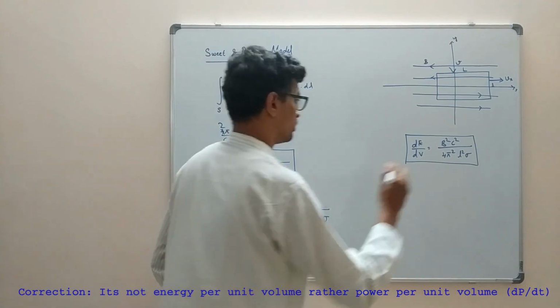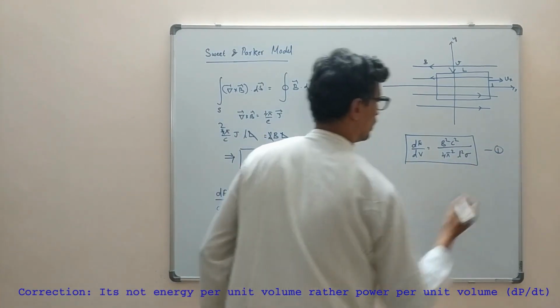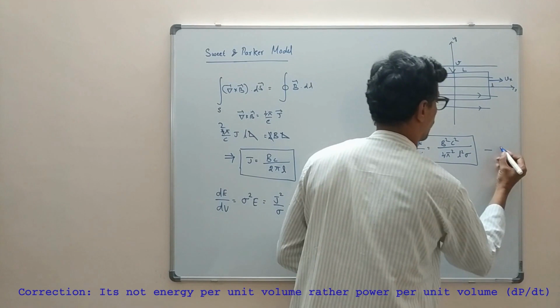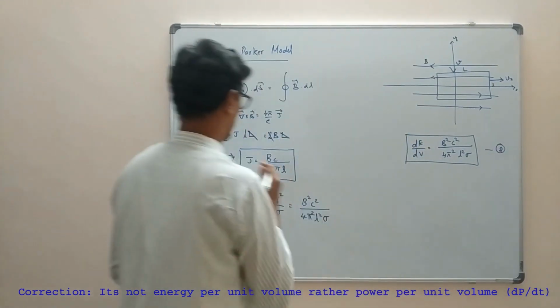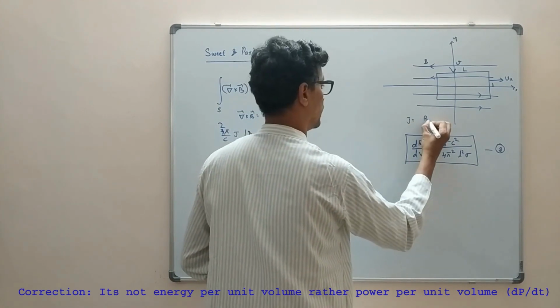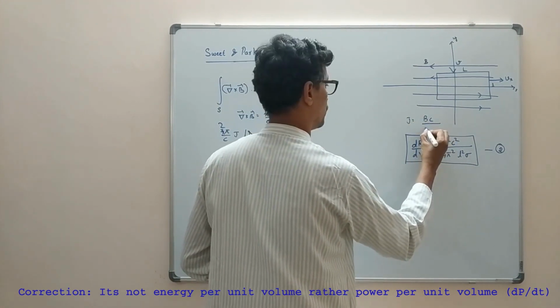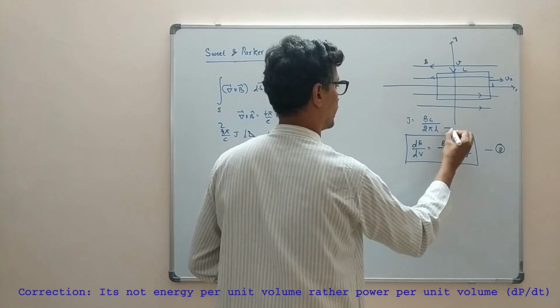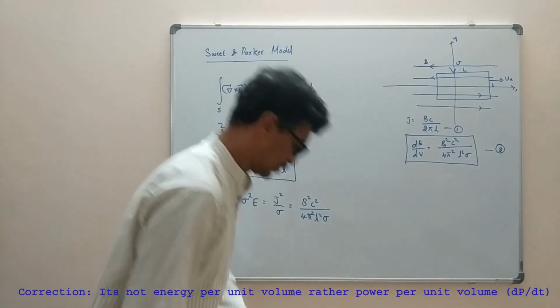So let this be 1. Oh no, I'll write it as 2. Let me have this J equation also. My J is equal to Bc divided by 2 pi L, and let this be 1. So we will be using these equations later.